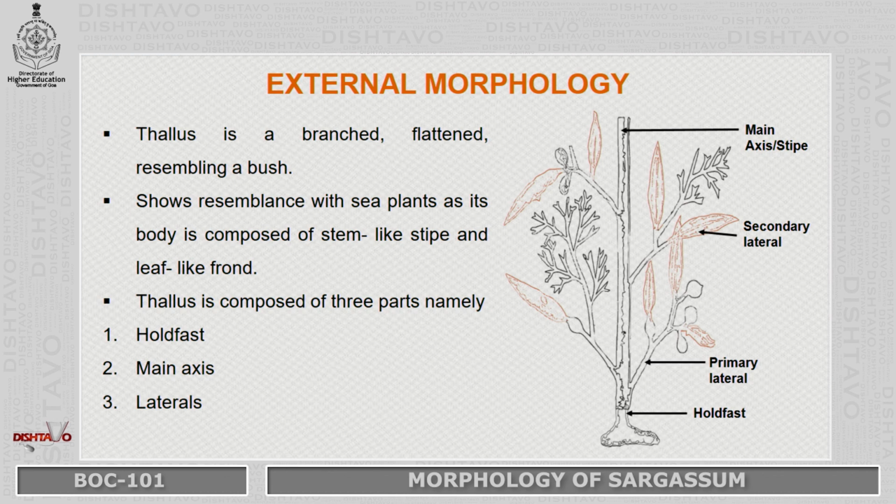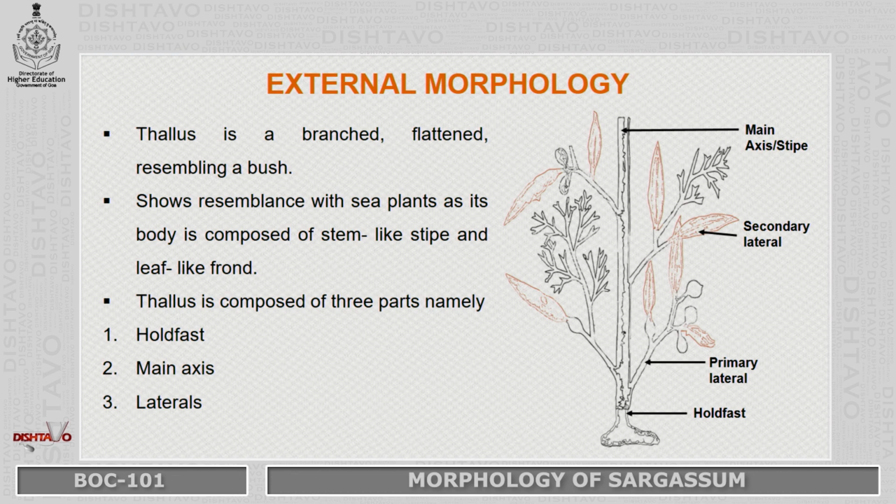Let us learn the external morphology now. The plant body is a branched, flattened structure, resembles a bush. It shows resemblance with a sea plant as the body is composed of a stem-like stipe and leaf-like frond. The plant body is differentiated into three main parts, that is the holdfast, the main axis and the laterals.